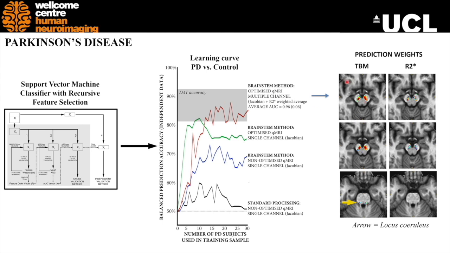We can also extract the prediction weights from recursive feature selection, and unsurprisingly, they not only resemble the voxel-based morphometry findings, but we'll also start finding additional structures as shown here, which corresponds to the region of the locus coeruleus.